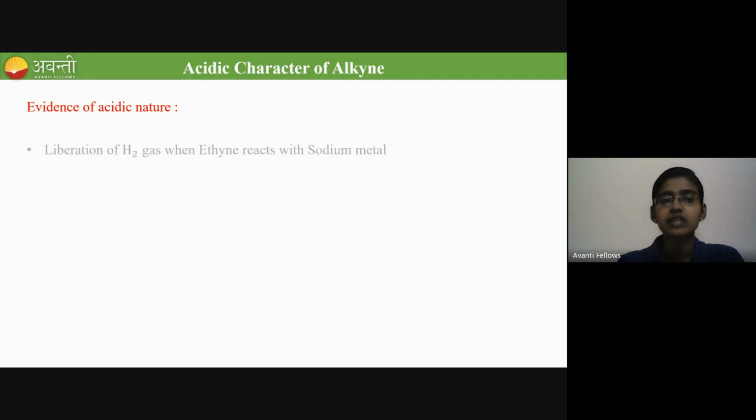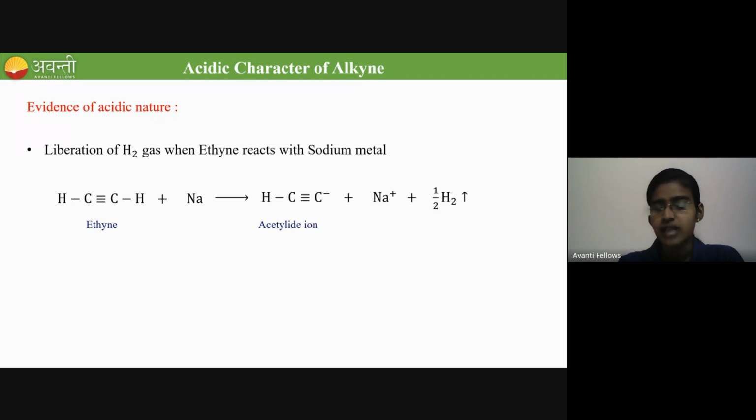So what is the evidence of acidic nature? The evidence is the liberation of hydrogen gas when ethyne reacts with sodium metal. I take ethyne, and it reacts with the sodium metal, producing the acetylide ion, and hydrogen gas is evolved. This hydrogen gas evolution says that the alkyne contains acidic hydrogen. Acidic means H+ is coming out from the compound. The compounds which donate H+ ions are called acids, right?